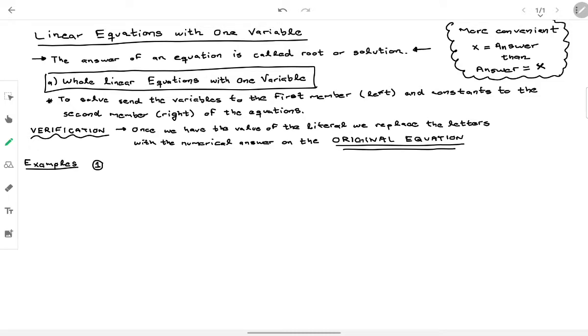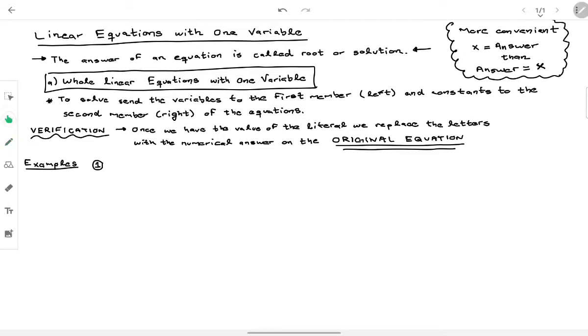So let's see another little information about linear equations. The answer of an equation is sometimes called the root of the equation, or also the solution of the equation. Either of the names is correct. We can call it the root of an equation or also the solution of an equation.